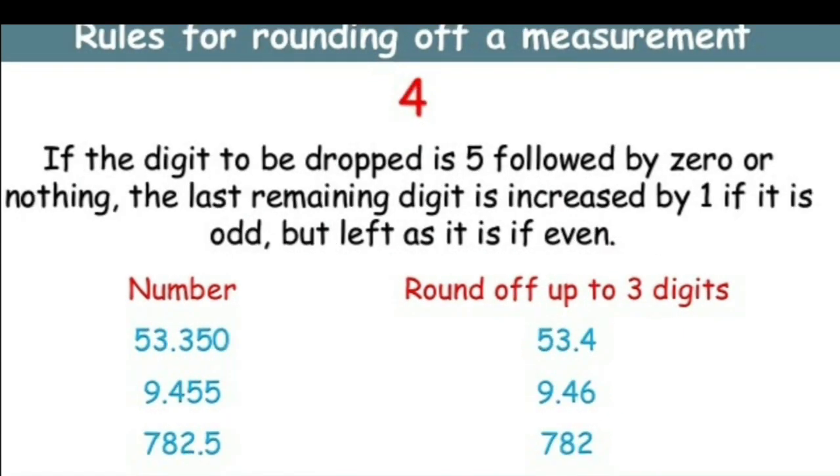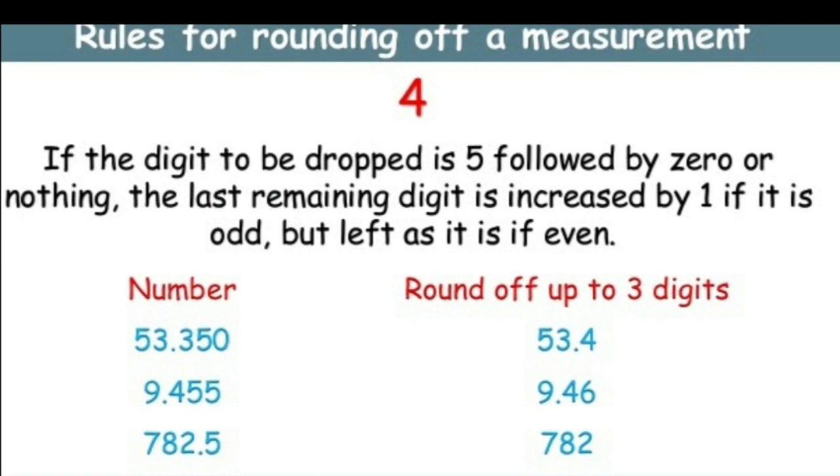Now coming to the fourth rule, if the digit to be dropped is 5 followed by 0 or nothing, the last remaining digit, that means the preceding digit, is increased by 1 if it is odd, but left as it is if it is even. So here we need more clarification. With examples we will do. In the previous rule, the number to be dropped was 5 followed by some numbers. Here the number to be dropped is 5, but it is followed by 0 or nothing.